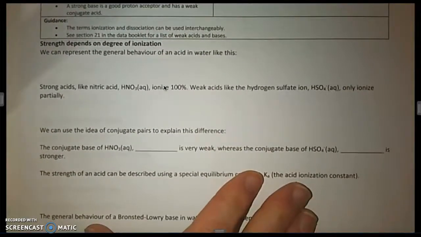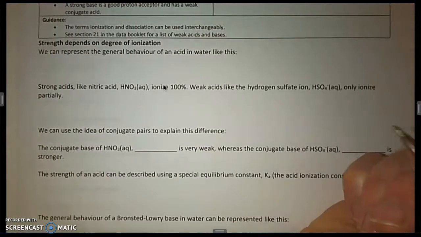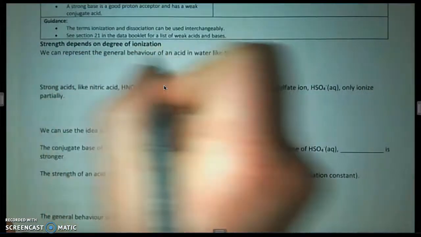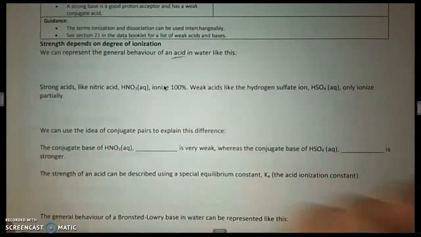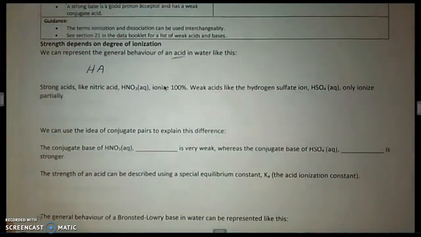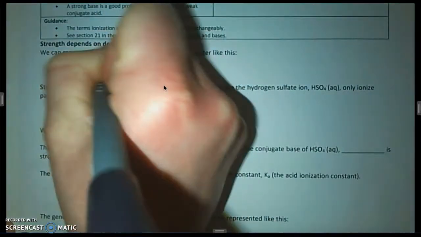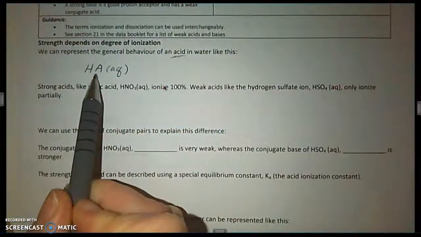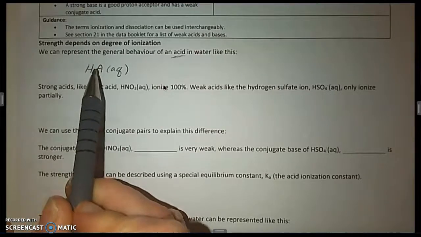Okay, so the first idea here: the strength of an acid or base depends on the degree of ionization. To start, we're going to look at acids first, and at a general reaction for the dissociation of an acid in water. An acid is just some species that contains a hydrogen that can dissociate. So I'm going to represent my acid as HA, A representing the conjugate base of the acid, and H being a hydrogen that can dissociate.